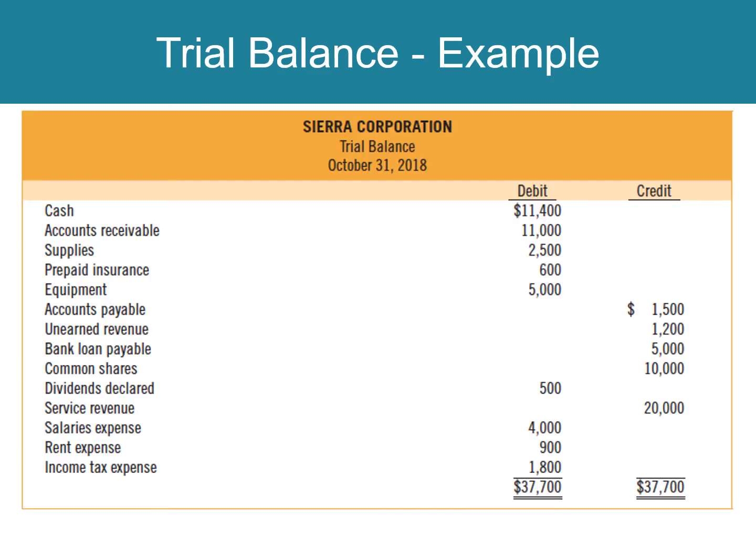This is an example of the trial balance of Sierra Corporation as at October 31st, 2018. We can see here that the debits are equal to the credits. Debits 37,700 and credits 37,700.